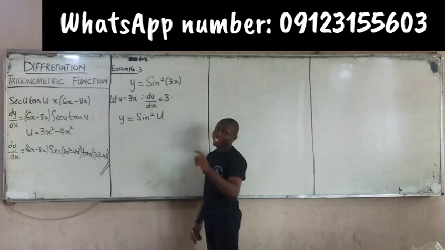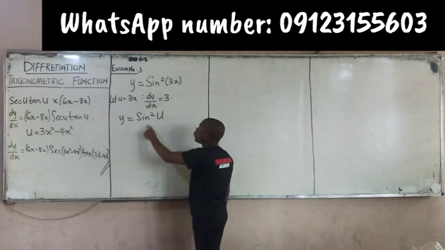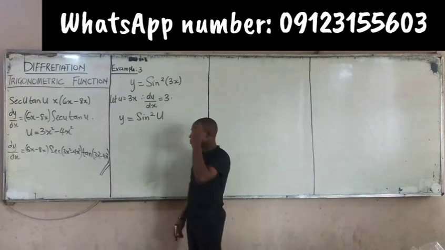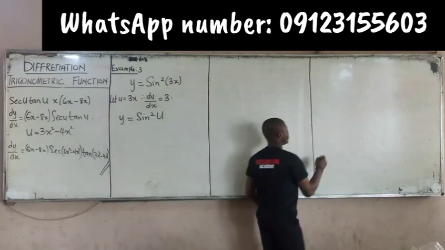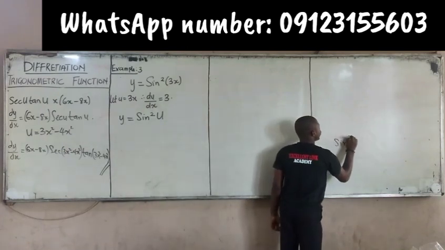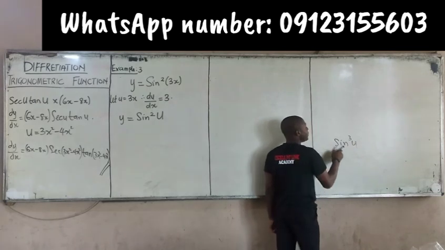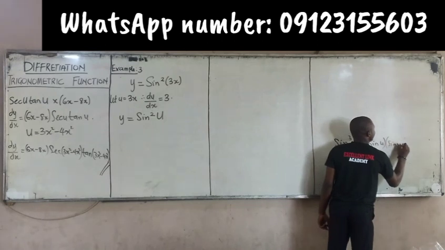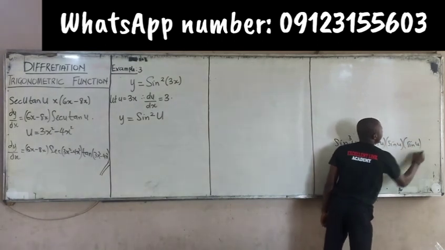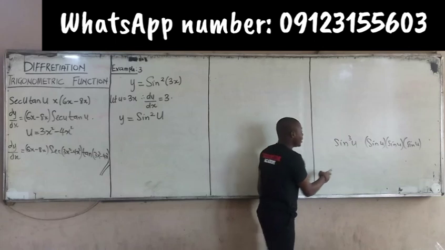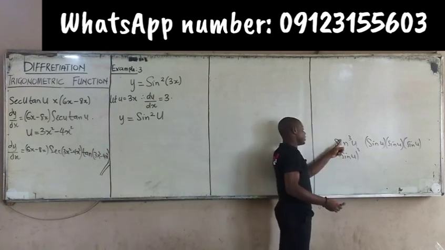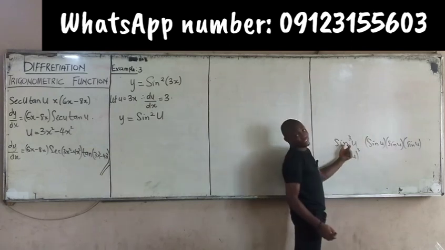If I have sine squared u, it simply means sine u all squared. If I have sine cube u, this simply means sine u multiplied by sine u multiplied by sine u in three places. This can be written as sine u all cubed. I'm still correct. All this is still correct with this. So note how it works.